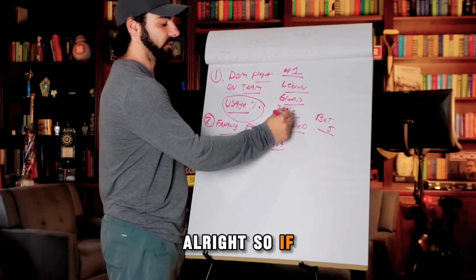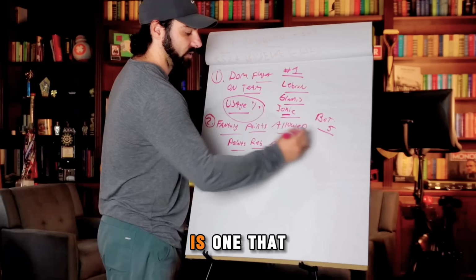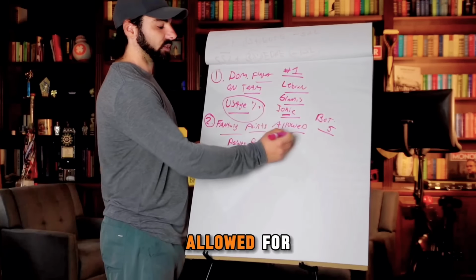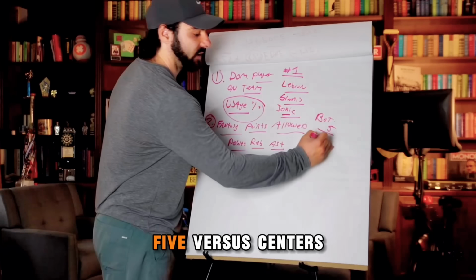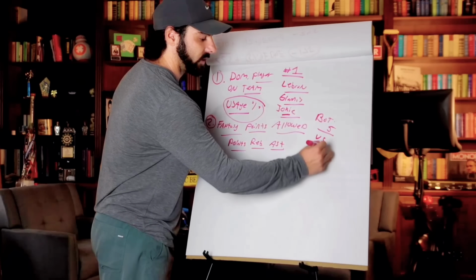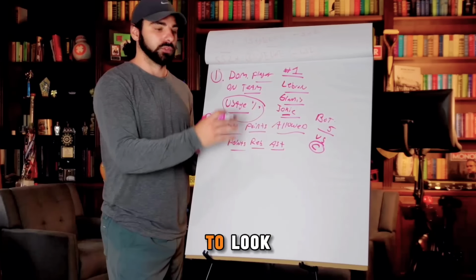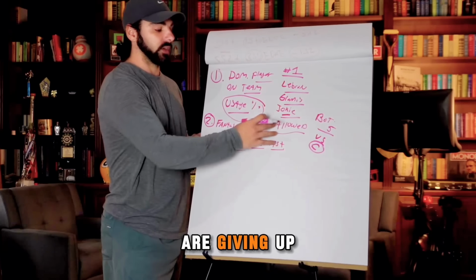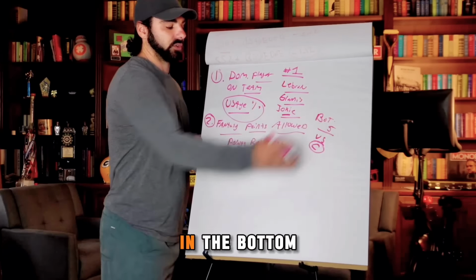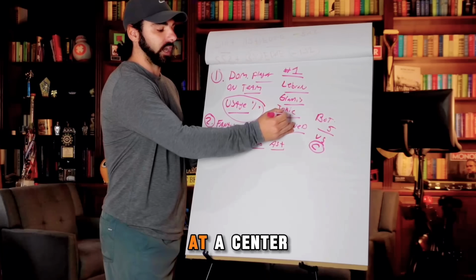So if Jokic, for example, is one that we're looking at, the fantasy points allowed for the defense needs to be bottom five versus centers, right? Because Jokic is a center. So that is where you need to look. You need to make sure that they are giving up plenty of points to centers. They're in the bottom five if we're looking at a center.